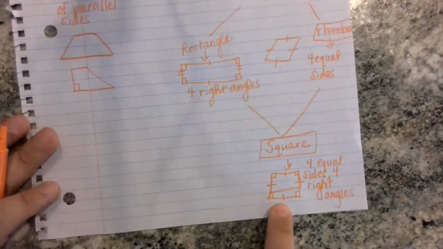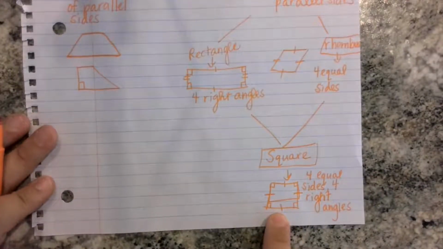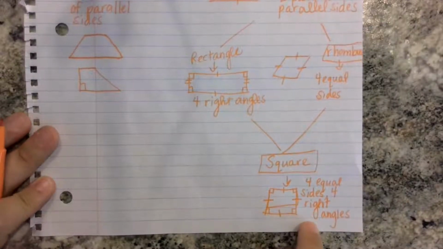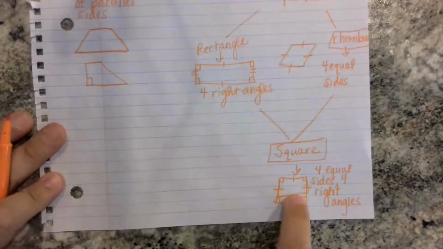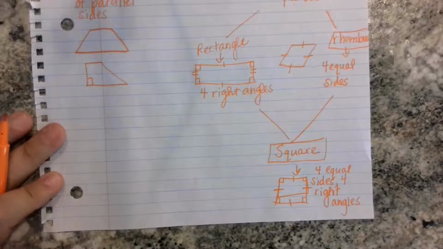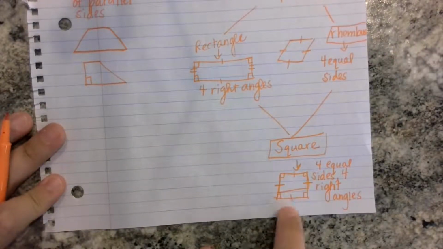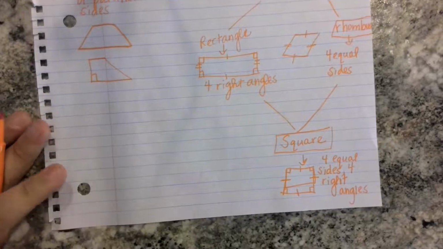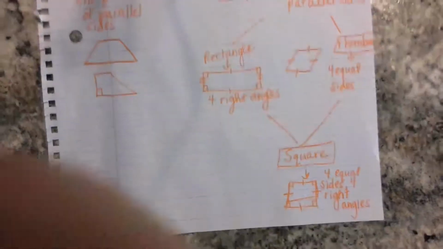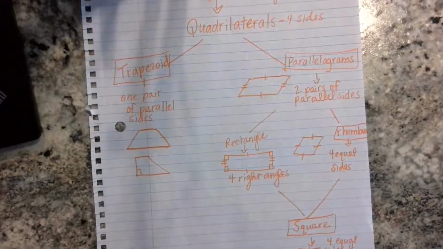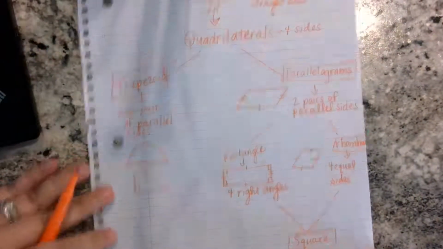Then we get to the most specific type of quadrilateral, and that's a square. A square has 4 equal sides and 4 right angles. And I messed up on my square, so that's why that extra line is there. So you can see my 4 right angles, and you can see that all my sides are the same length. Okay. So here's what I want you to really understand about this, and this is what's important about it.